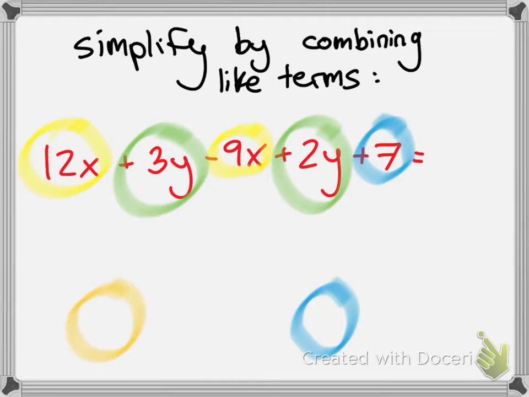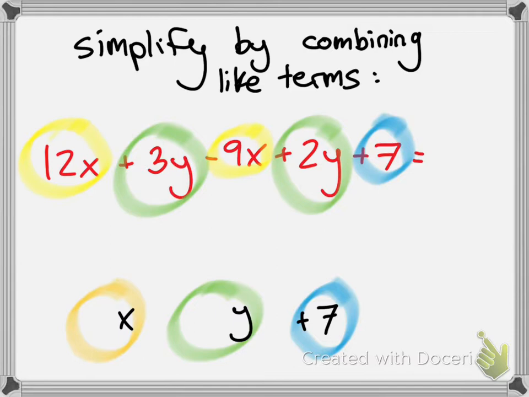You want to know the easy way to do this, you guys? Here's how I do it. What variable goes in the yellow one? Amelia, what variable goes in the yellow? X. Ruby, what variable goes in the green? Y. And the only thing that goes in the blue is that plus 7.